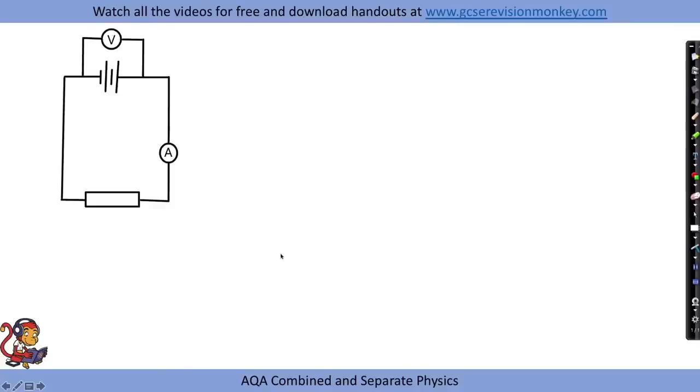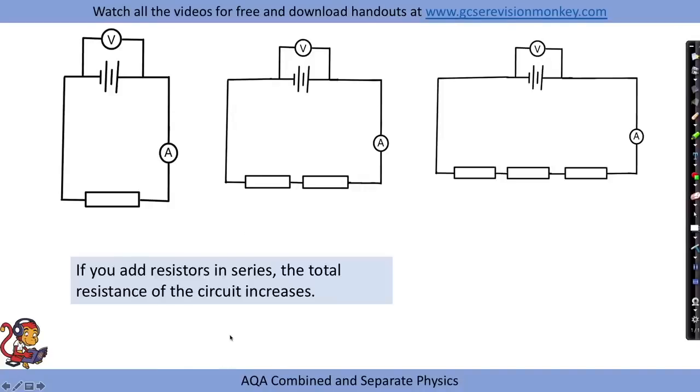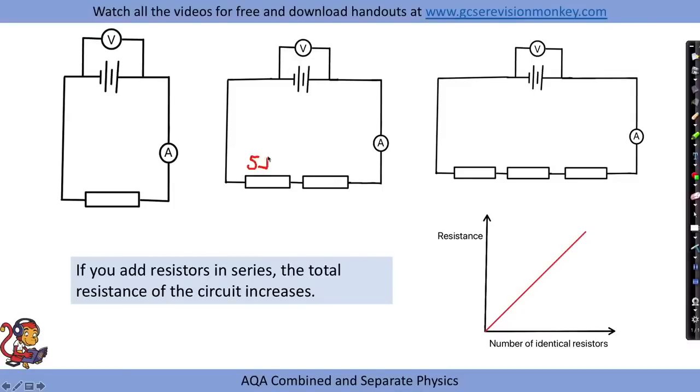So if you did add resistors in series like so, you should find that as you add the resistors, the total resistance of the circuit increases. So you might get a graph that looks a little something like that. In fact, the total resistance is actually the sum of all the resistors. So for example, if these were each 5 ohms, our total resistance in the circuit would be 10 ohms.